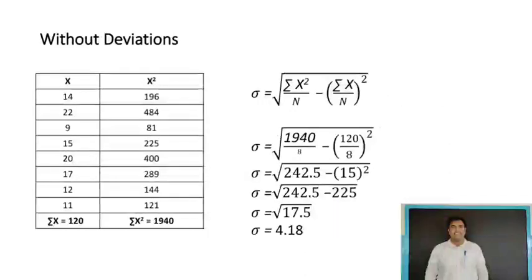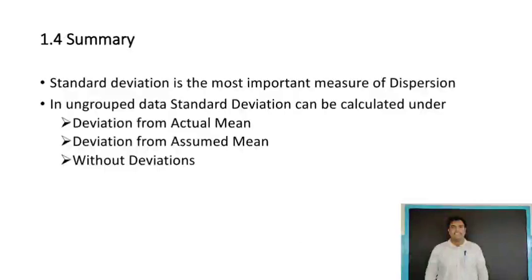So without deviations also you can calculate standard deviation. In that, the following step is used. All the observations are squared and taken as x square, and apply the formula. Standard deviation is equal to root of sigma x square by n minus sigma x by n whole square. Sigma x square is 1940 divided by 8, minus sigma x, which is 120, divided by 8 whole square. If I simplify here also, I get the same, that is root of 17.5, which is 4.18.